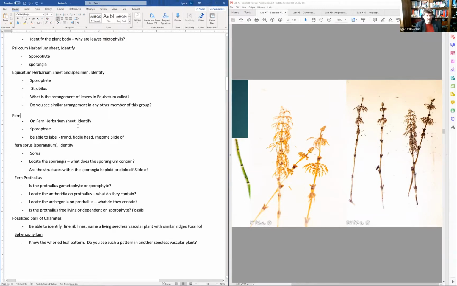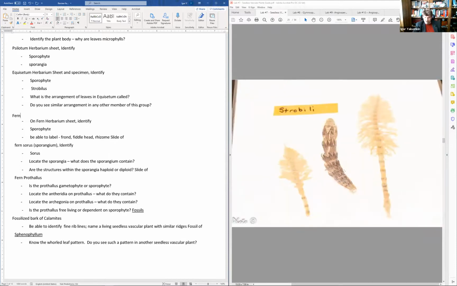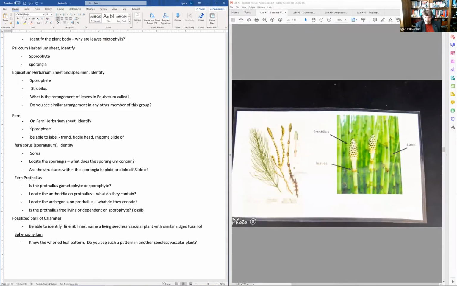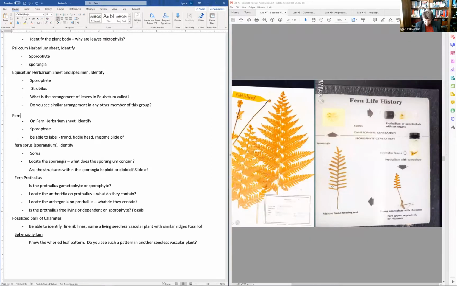On the fern herbarium, identify sporophytes. So let's take a look here. We're looking at the strobili and the whorl of the leaves, right? On the fern, what you're looking at right now with the naked eye is the sporophyte. One of those big leaves is the complete frond. So all of that, not one of them, but all of that is the frond.